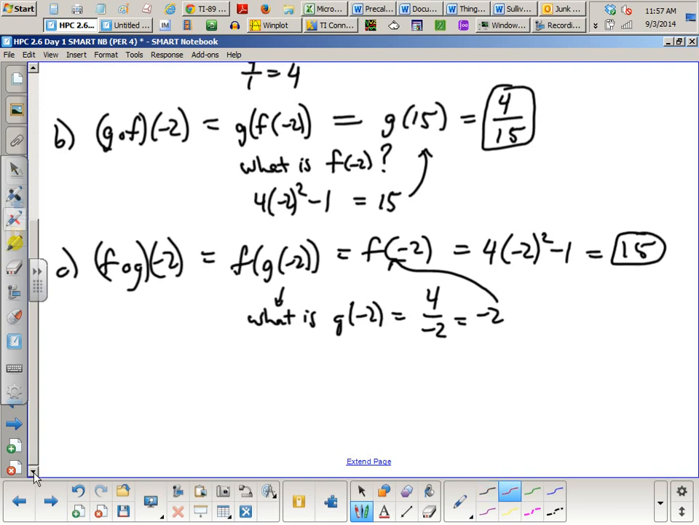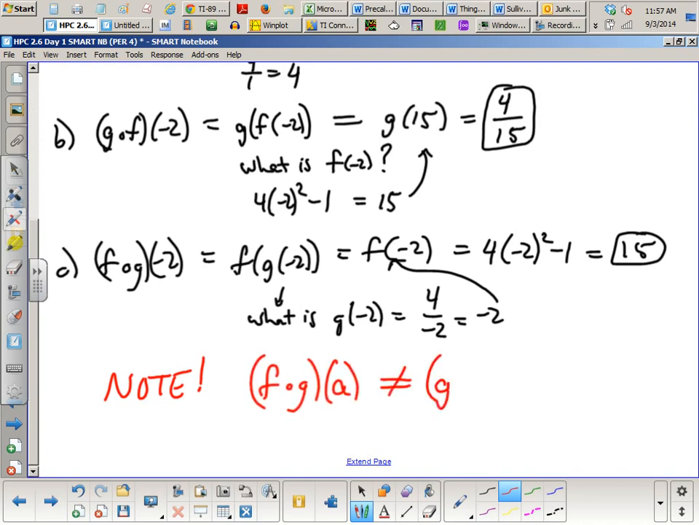So notice, this is important. F compose g of a is generally not the same thing as g compose f of a. Sometimes these will come out the same, but generally not the same. If they do come out the same, we call those inverse functions. We'll talk about that tomorrow. Okay? It's really important, but it's not important right this minute. Just notice that they come out to different answers.